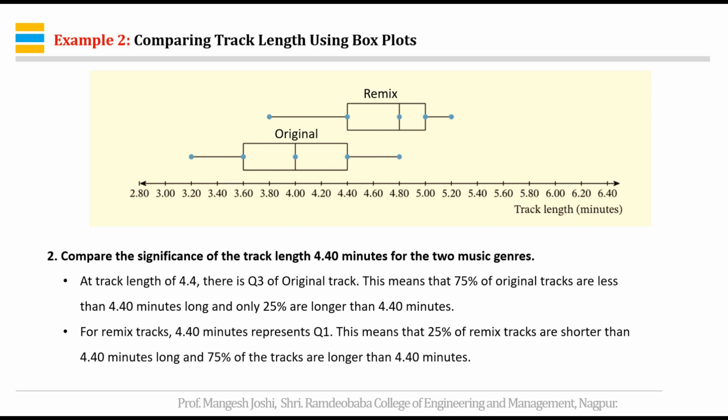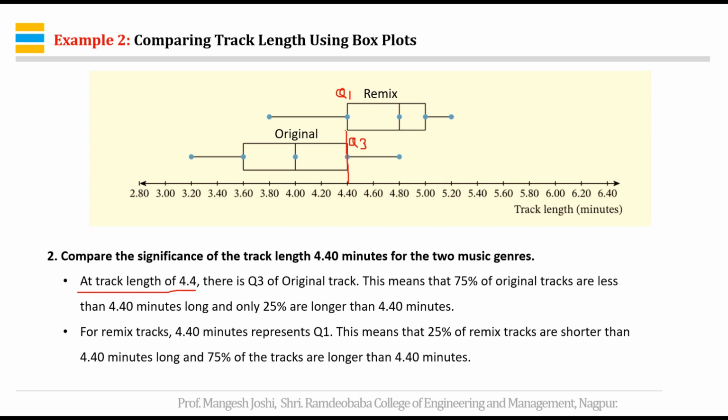The answer to the second question, compare the significance of the track length of 4.40 minutes for the two music genres, is this. Let us find out. You have to identify at this level. So what are the observations? At a track length of 4.4 minutes, there is Q3 of the original tracks. This is quartile 3 of the original tracks and it is quartile 1 of the remix tracks.